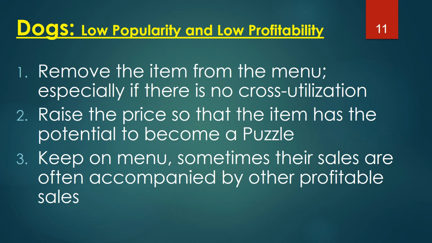And sometimes we have to keep dogs on the menu because their sales are accompanied by something else. People, they help us overall by being on our menu. For example, think of a kids menu. It could be kids mac and cheese or a kids grilled cheese sandwich. The only one that buys them is kids, and they don't make us any money, but we still need to have them because they bring the parents in who buy more expensive, more profitable items.